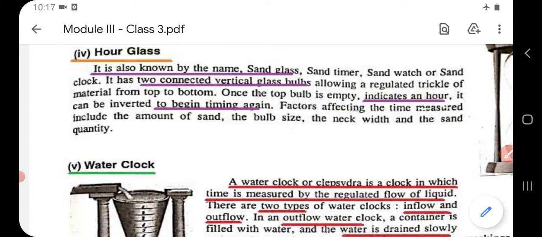Now, there are certain factors that affect the time measured by this hourglass. Some of them are the amount of sand, the bulb size, the neck width, and the sand quantity.